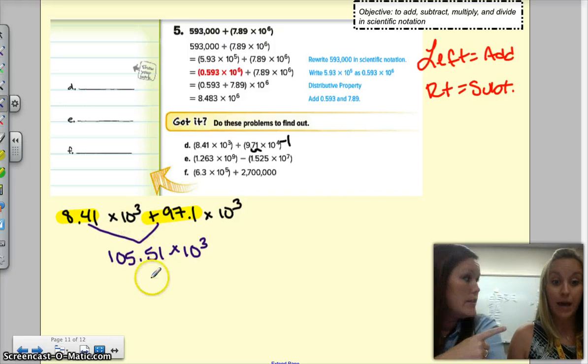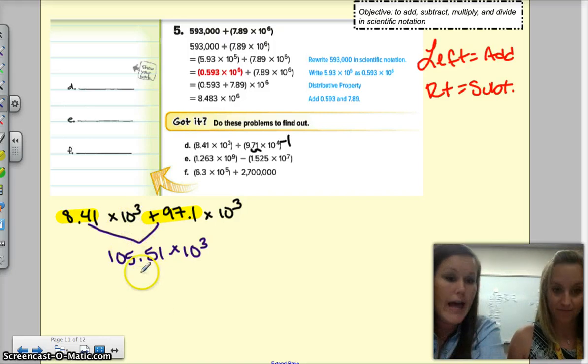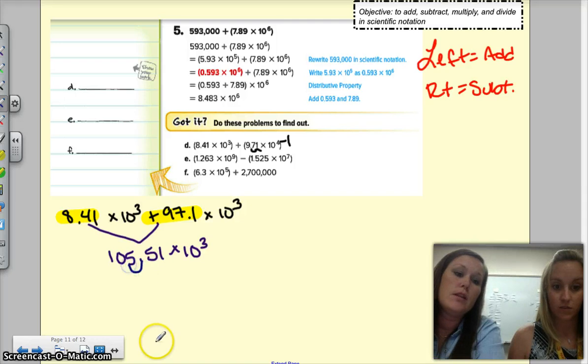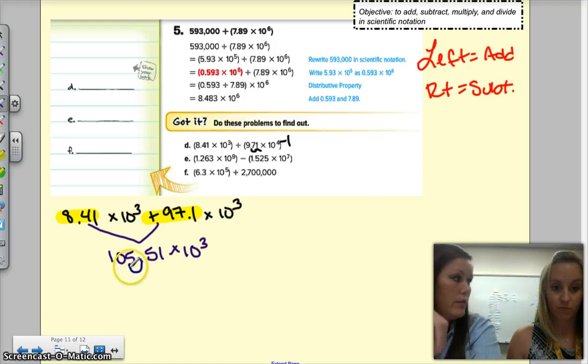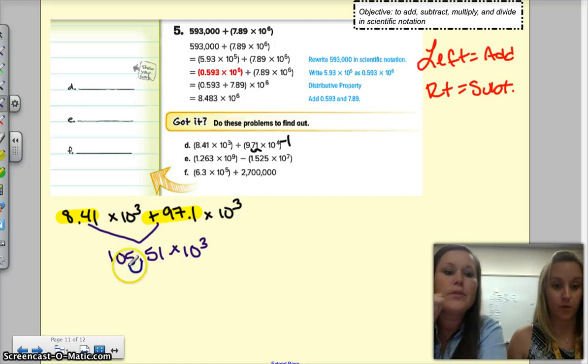No, that's not in scientific notation because it is greater than 10. Okay, so I need to move that decimal place 2 places to the left. Why not 1? Because if I moved it to the right there, that would still be 10.551. That'd be greater than 10. There we go. Move it over one more.